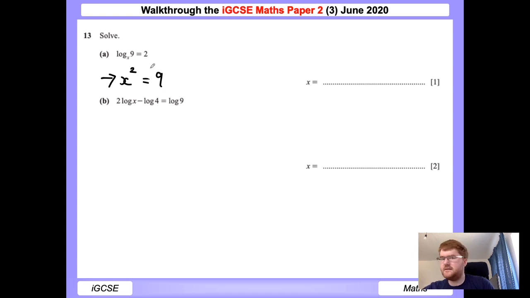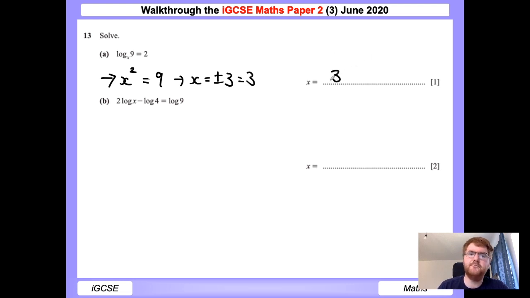Once we do that, we can then work out our answer. If x squared is equal to 9, then x is equal to plus or minus 3. But for logs, we're only going to take the positive answer, so that is 3. And again, you can always check this. Log 9 base 3, well, we have 3 squared is equal to 9. This makes sense.